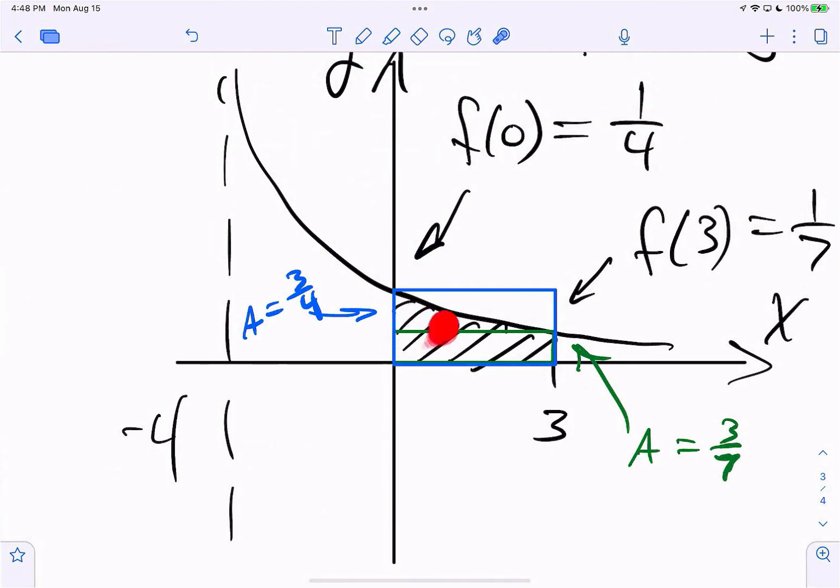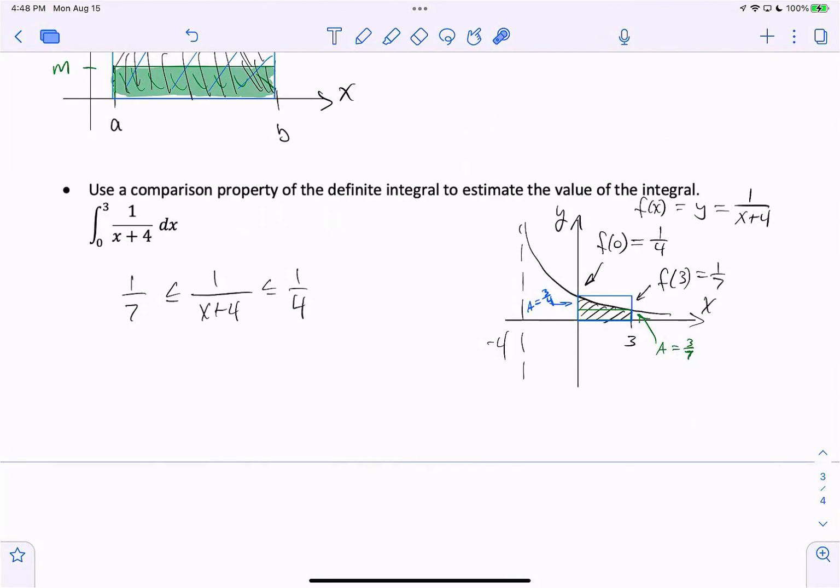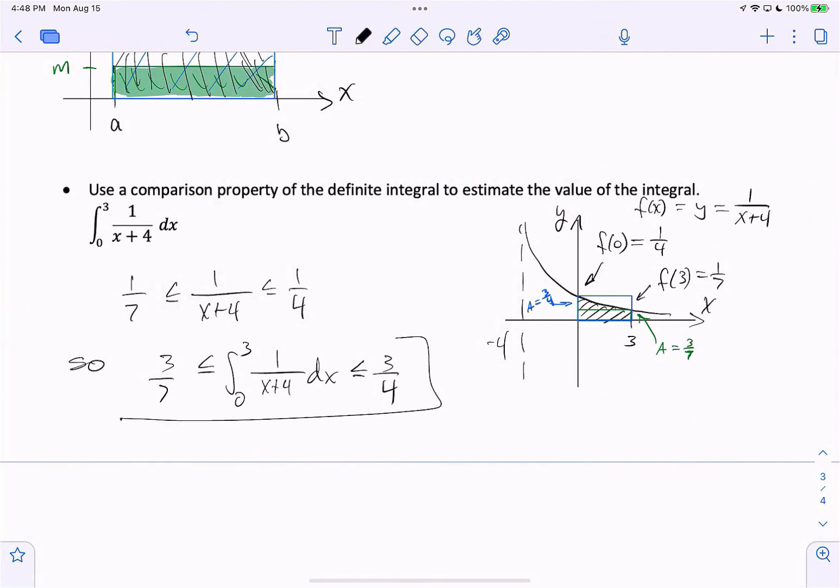The area of the region I've denoted in black is in magnitude between the area of the green rectangle and the area of the blue rectangle. Therefore, the integral from 0 to 3 of 1 over x plus 4 dx is between 3/7 and 3/4, and that's all we're asked to do here.